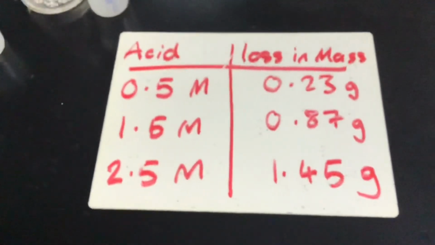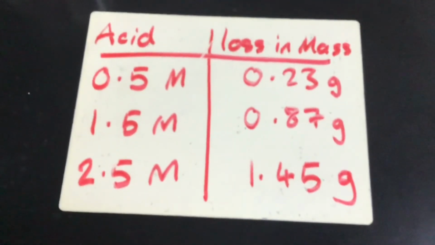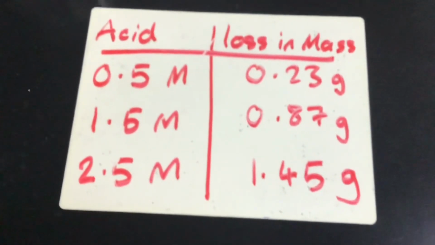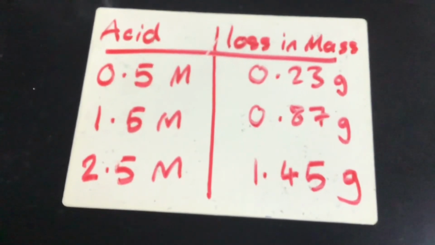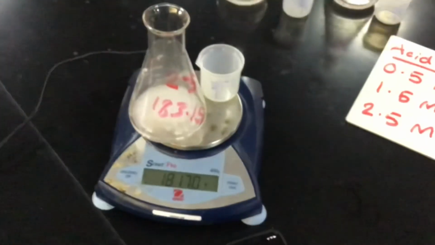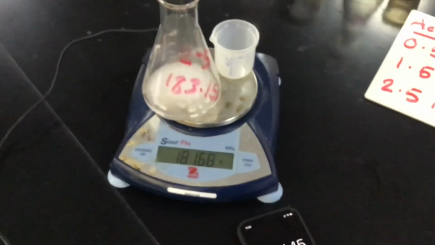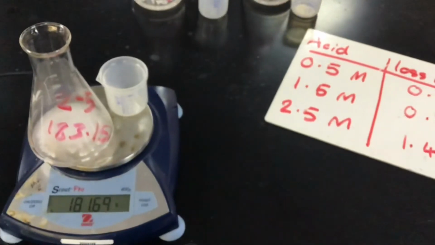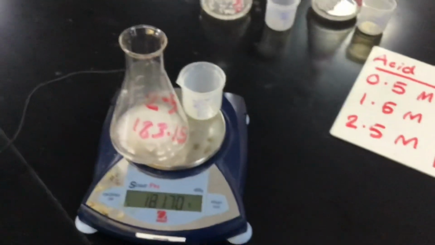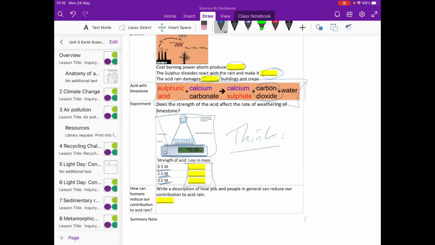So from our pattern, from our results, we can say that the stronger the acid, the more the loss in mass, the more the marble chips lose mass and give off gas. So linking back to our question, if the acid rain is stronger, then we're going to lose more mass. The statues are going to erode quicker. So you've seen the reaction now. You can fill in your blanks.